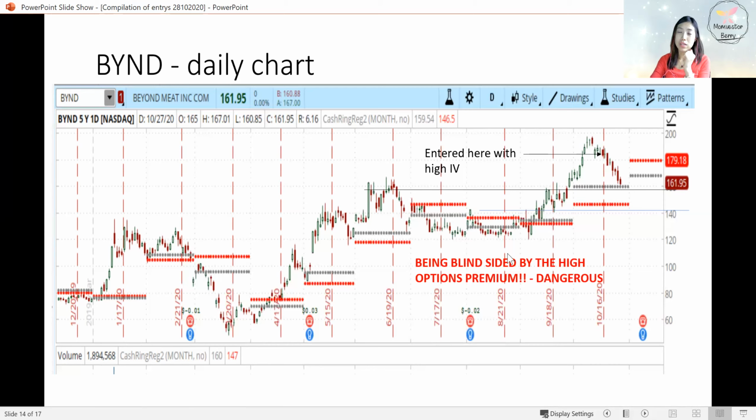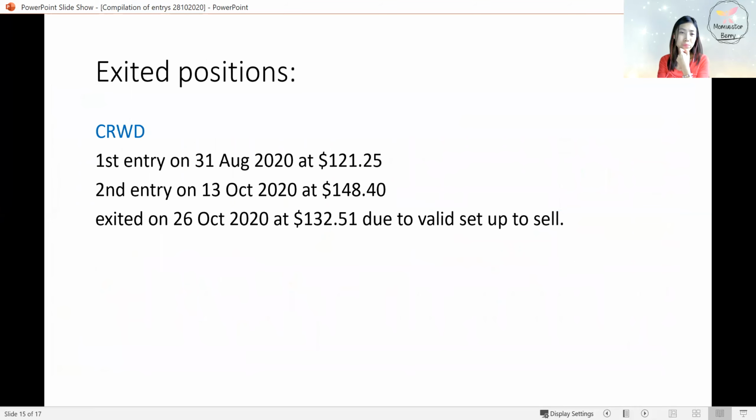So yeah, this is why I was being blindsided. I thought it's very safe, $140 very far out of the money, but in fact it didn't rebound. It didn't bounce back up. So hopefully it will bounce back up soon. Let's see how it goes, and then I'll update you again in my next trade session.